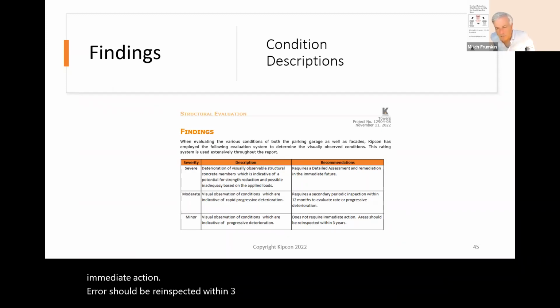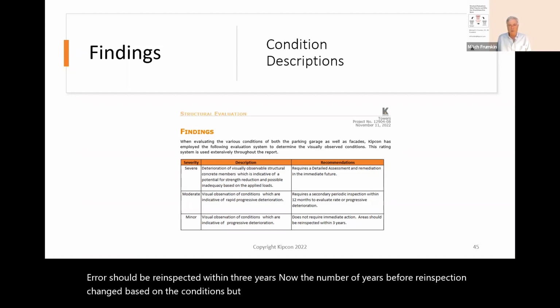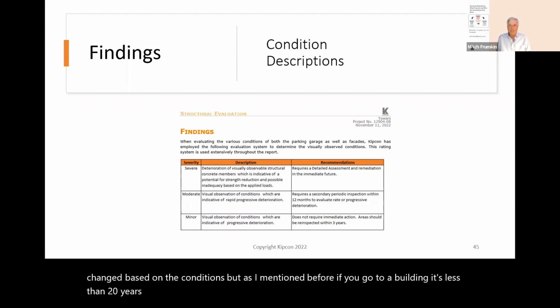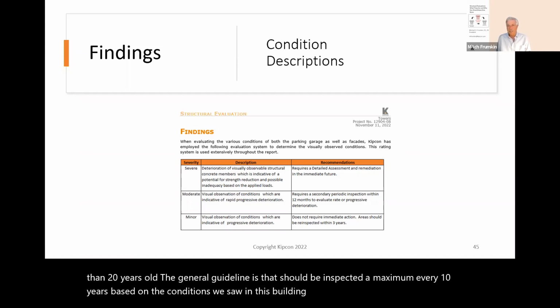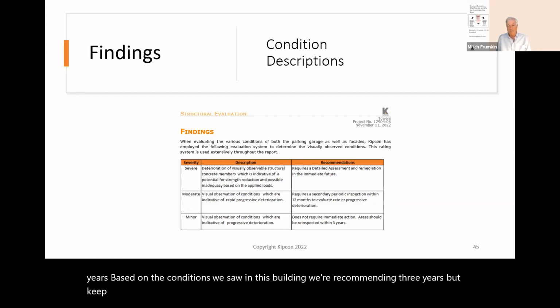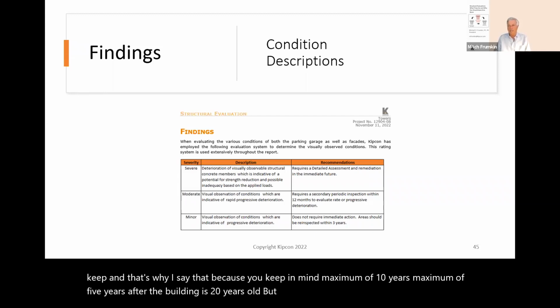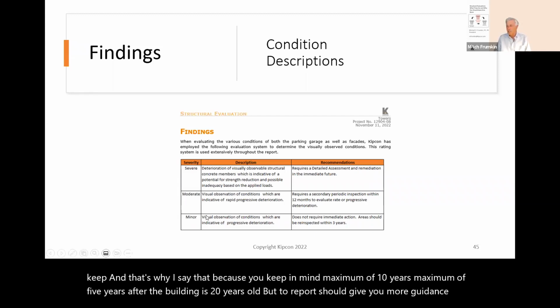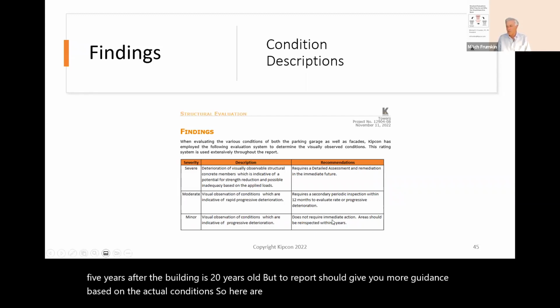Now, the number of years before re-inspection changes based on the conditions, but as I mentioned before, if you go to a building that's less than 20 years old, the general guideline is it should be inspected a maximum of every 10 years. Based on the conditions we saw in this building, we're recommending 3 years. Keep in mind, maximum of 10 years, maximum of 5 years after the building's 20 years old, but the report should give you more guidance based on the actual conditions. So here, minor means we inspect within 3 years.